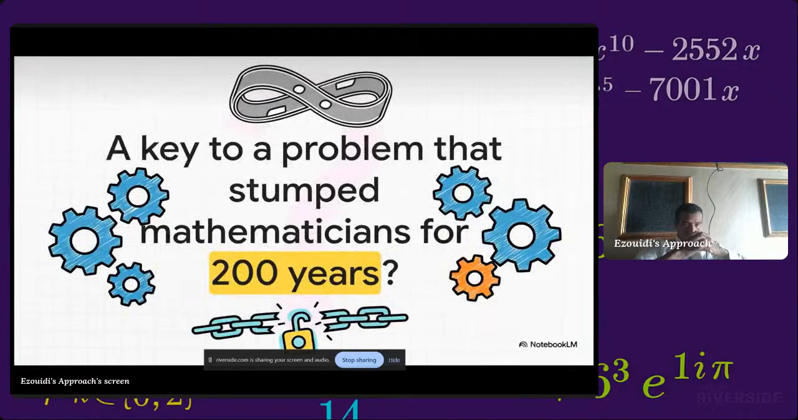Because this exact equation holds a really clever approach to a whole class of problems. Problems that were famously proven to be unsolvable by any single general formula. So the real question is, how in the world do you solve the unsolvable?